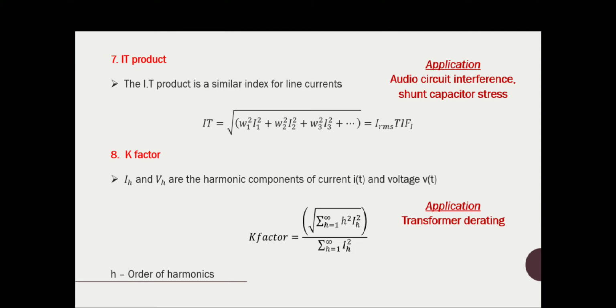Then another factor is K factor. It actually indicates the transformer derating. That can be written as K factor is equal to square root of sigma h equal to 1 to infinity h square ih square divided by sigma h equal to 1 to infinity ih square, where h is the order of harmonics and ih and vh are the harmonic components of current and voltage. That is the K factor.